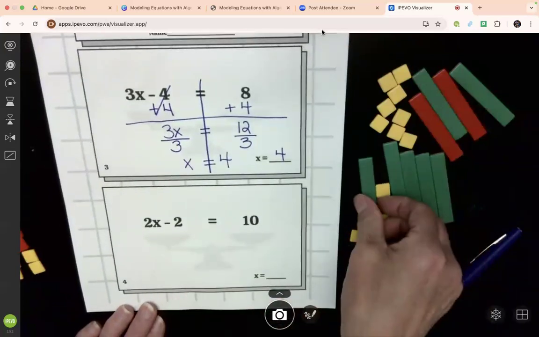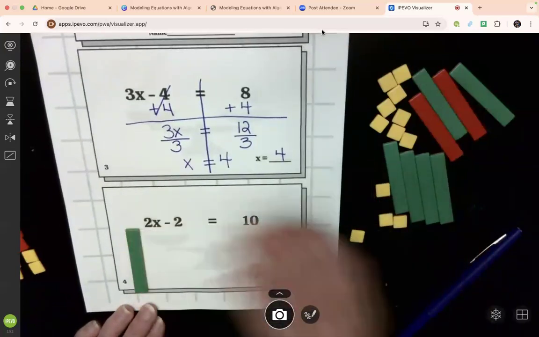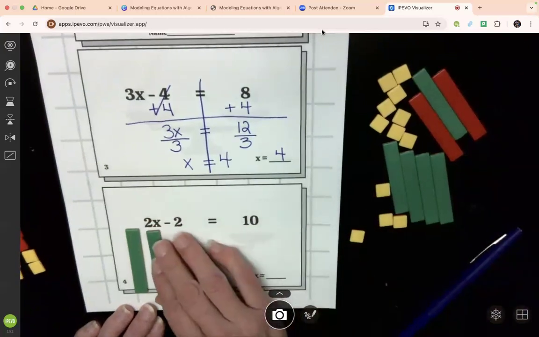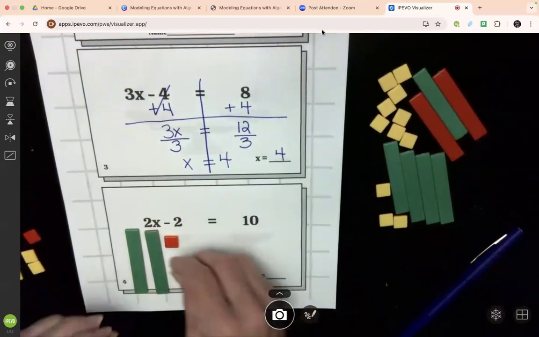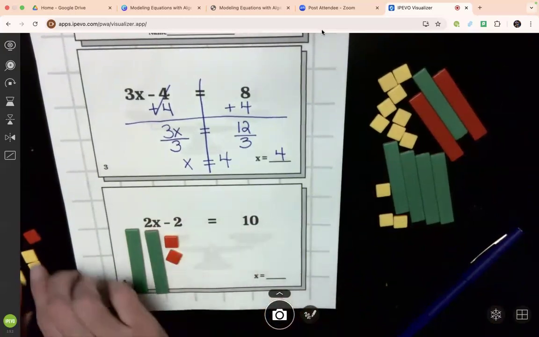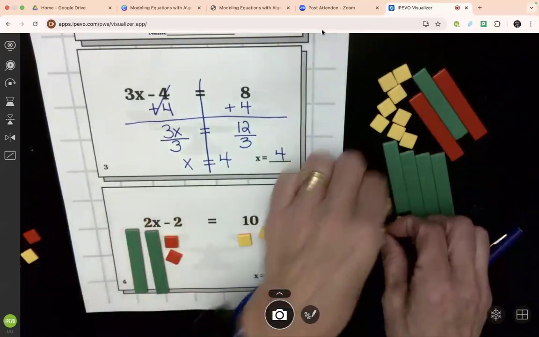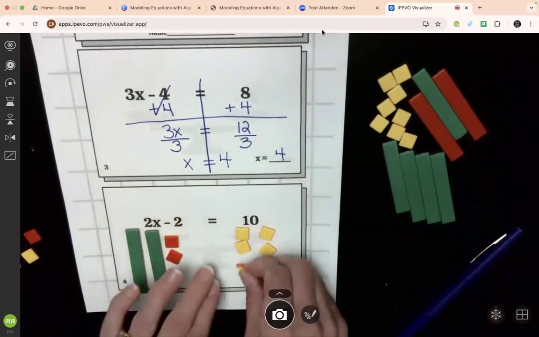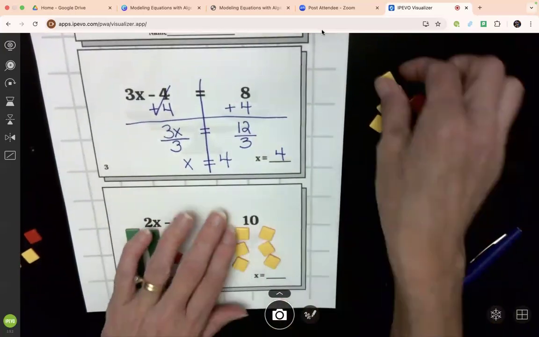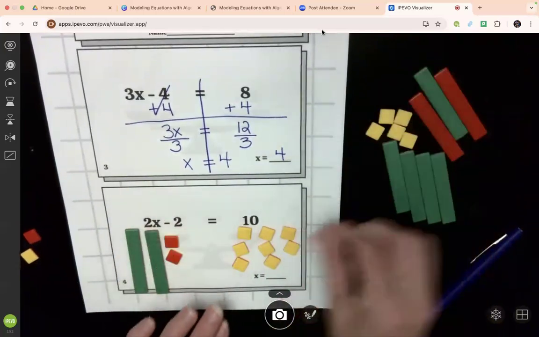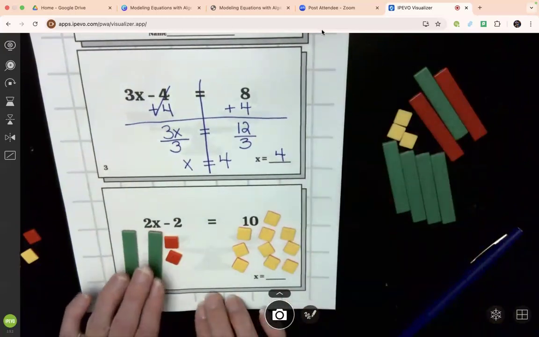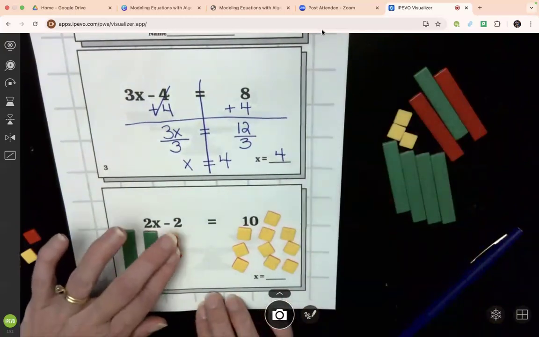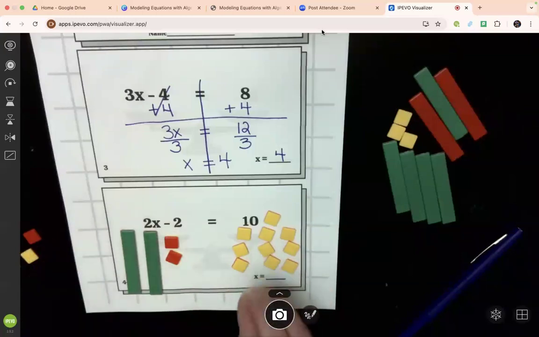Great. Let's build the next one, number 4. All right. So I have 2x. And then here I have a negative 2. So I have 2 red tiles equals positive 10. So I'm going to use 10 yellow tiles. And again, I want to isolate my variables. So I can't take 2 reds from this side because I don't have any reds over here. So I'm going to make a 0 pair.